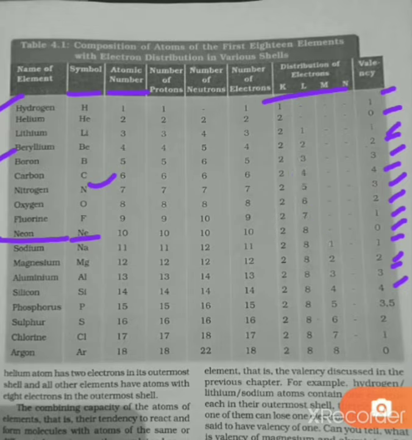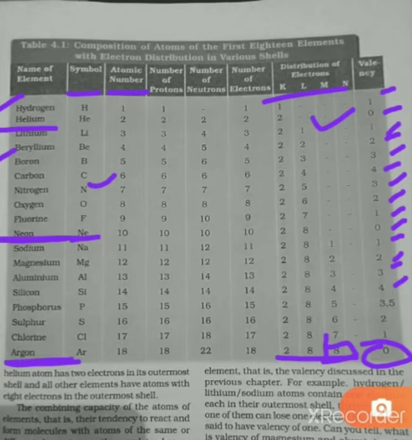For all the noble gases, here you can see for argon also the octet of the outermost shell is complete, hence its valency is 0. So helium, neon and argon in the category of 1 to 18 elements are noble gases and their valency is 0. And furthermore, the number of electrons in the outermost shell decides their valency. Now students, you can see here their representation.